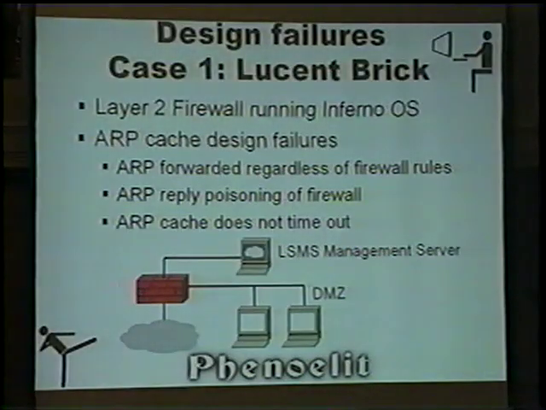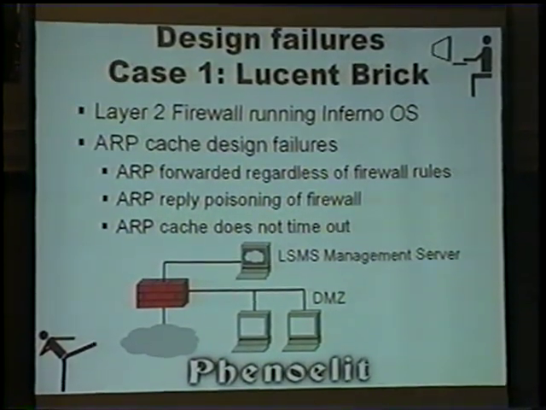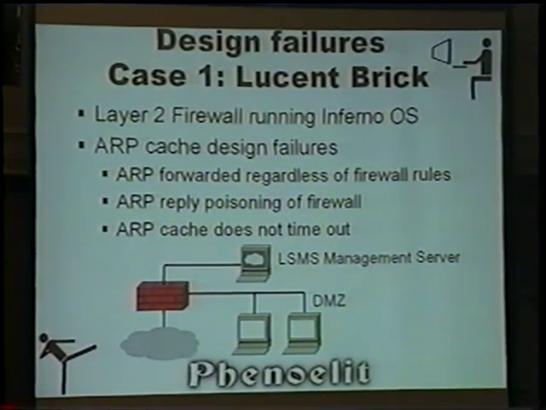First case, a design failure. This is a firewall built by Lucent. It's called the Lucent Brick, kind of goes along with the picture well. It's a layer 2 firewall. The Bell Labs people came up with a pretty cool embedded system operating system called Inferno. It's actually pretty good, and the firewall is based on Inferno.